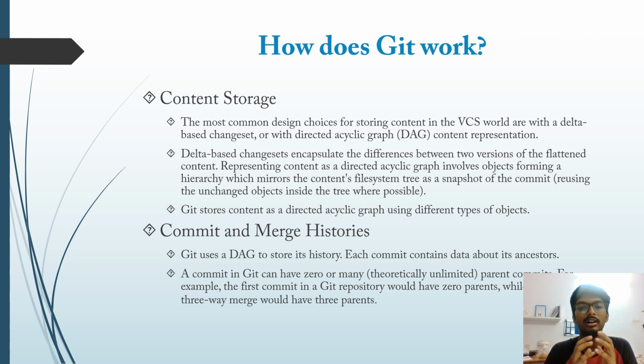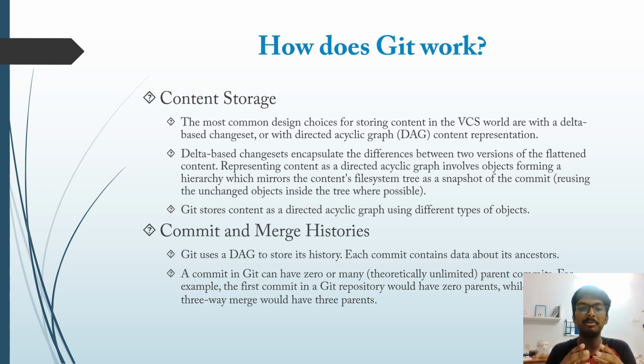Here, different types of objects are represented in this directed acyclic graph, which forms a hierarchy that mirrors the contents of the file system tree as a snapshot of the commit. And this snapshot reuses the unchanged objects wherever and whenever possible.